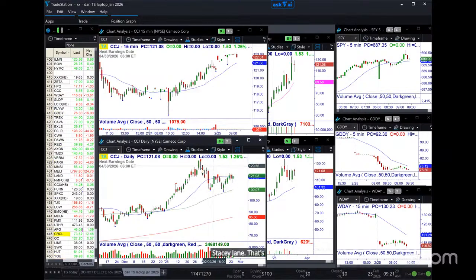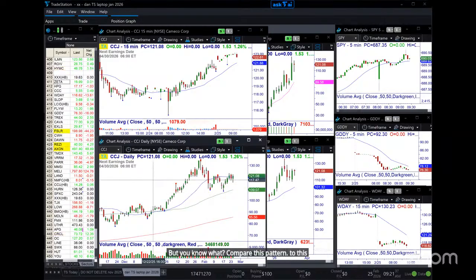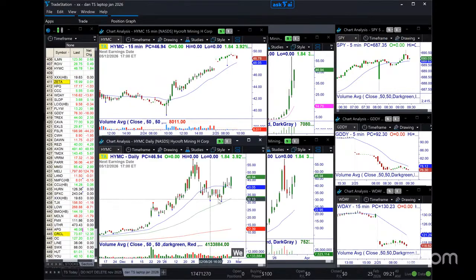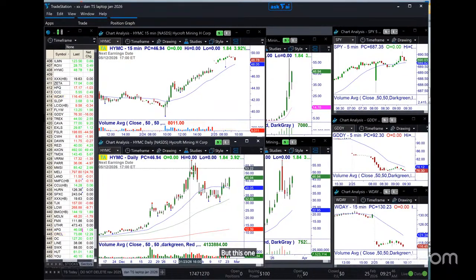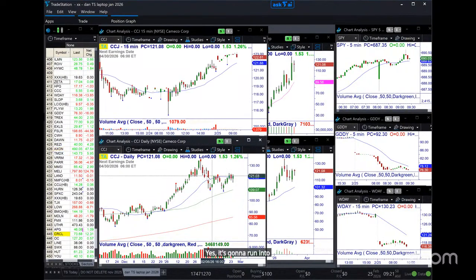I don't like this congestion over here. But you know what? Compare this pattern to this gold stock that we were talking about yesterday. See how it's a little similar, this continuation pattern? But this one has a higher target. This one a target 52.53, whereas that CCJ is going to run into this quicker, so it has less of a target.